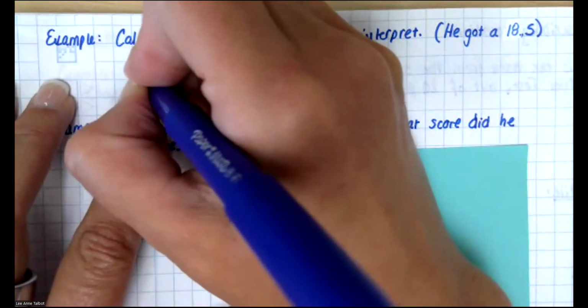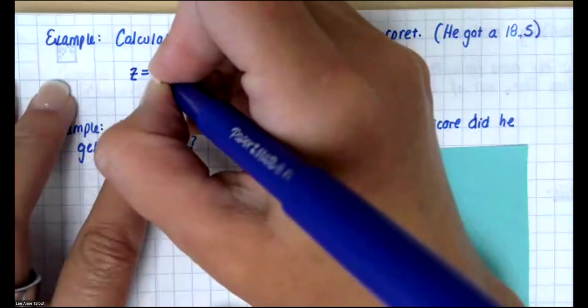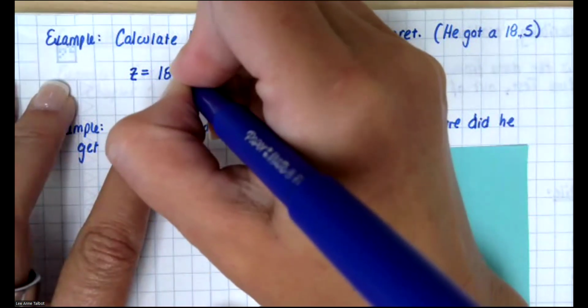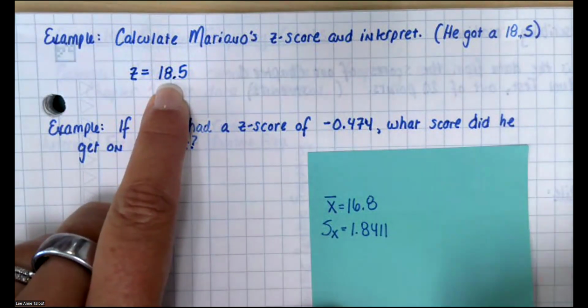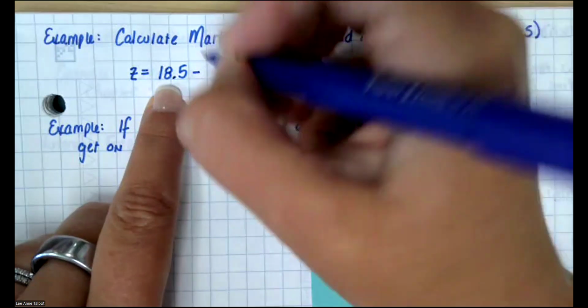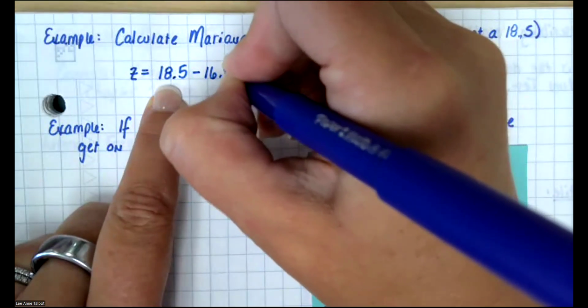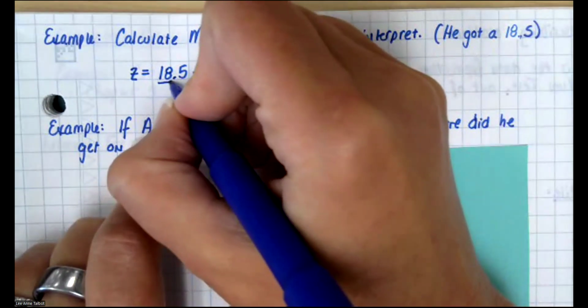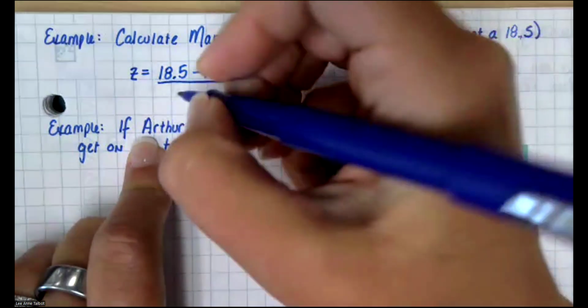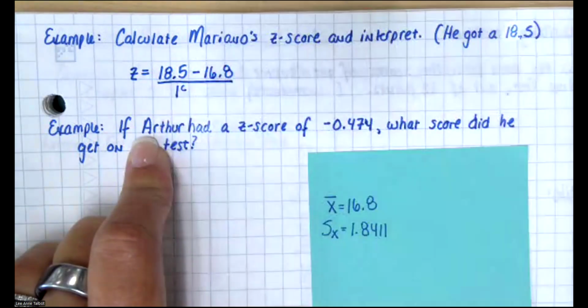Okay, so calculate Mariano's Z-score and interpret. He got an 18.5. Okay, so Z equals. You want to take the value that you're interested in first. So that's X minus the mean, which is 16.8, which I got from the calculator, divided by standard deviation.